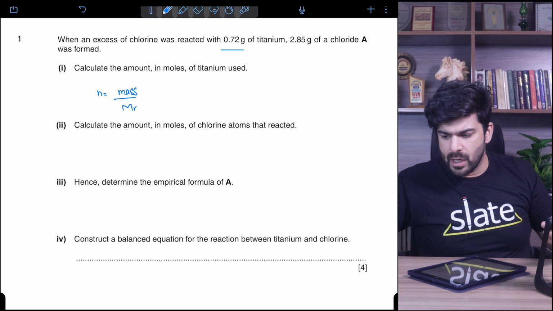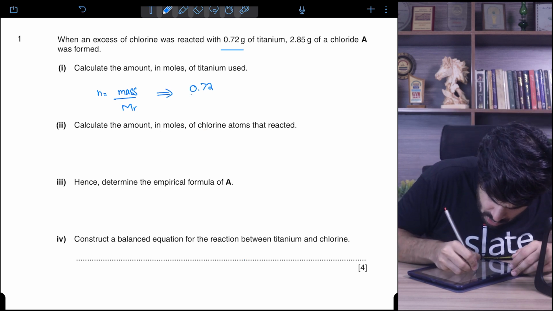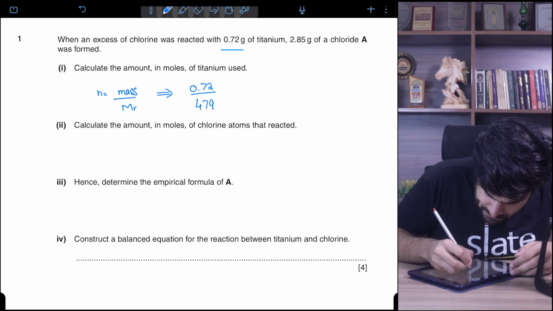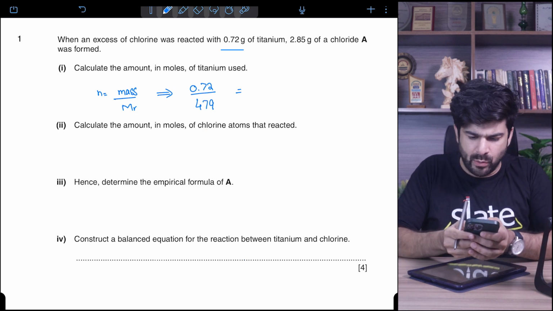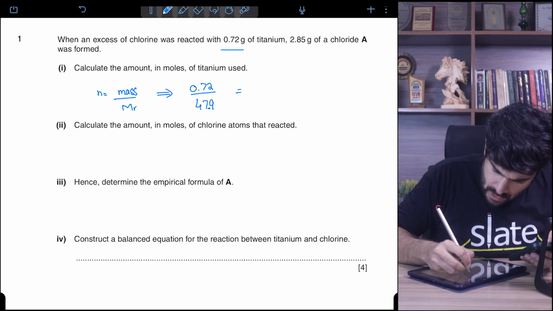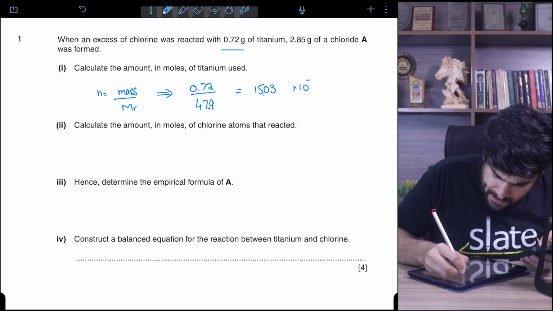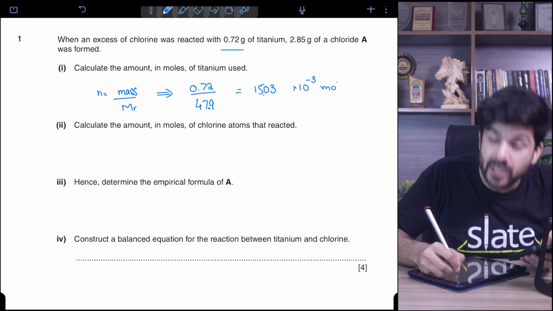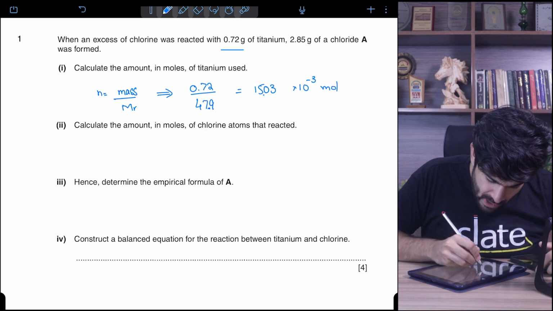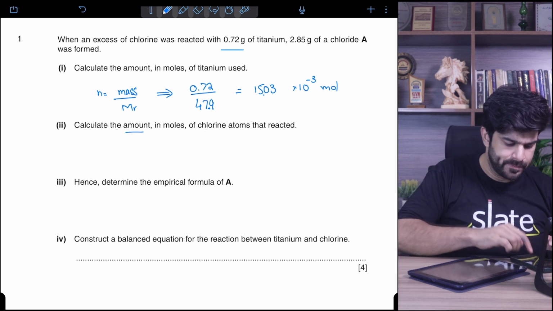It can be up to you. So now we have mass in grams, which is 0.72, and the AR of titanium is 47.9. If we calculate, the value will be around 15.03 into 10 raised to power minus 3 mol. The unit is very important. Don't forget that. Now, if we further move along, calculate the amount in moles of chlorine atoms that reacted.